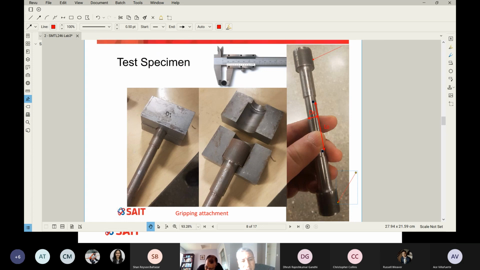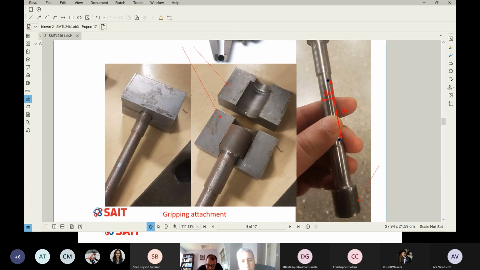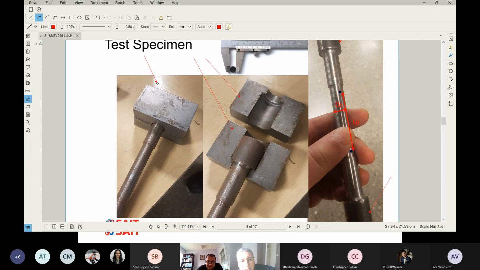Now, also on the left side, we have an attachment. I want you to look at the picture in the middle. It shows you the gripping attachment. It's an attachment in which we place our specimen so we can use it in the machine and apply tension. The middle picture is before we close it, and the far picture on the left is after we put it together. The purpose is to be able to hold very strongly on the specimen. I can tell you, without this, the test is almost impossible. This attachment allows us to grip on the specimen very, very strongly.